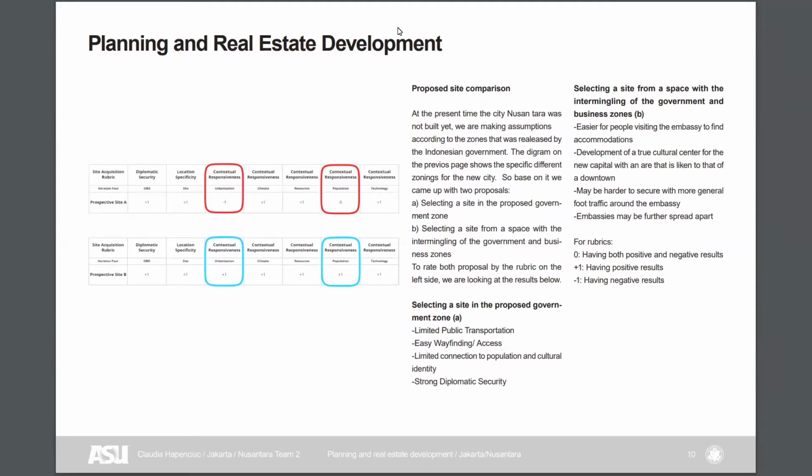Since the new capital isn't yet completed, we are making assumptions according to the released city zone. Then we compare our two proposed sites, which are selecting a site in the government zone and selecting a site at the junction of multiple zones. We show the comparison by the rubric and find that the factors causing the difference are urbanization and population, as we lay out the pros and cons below.